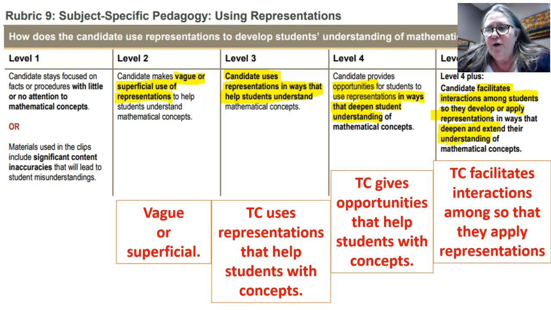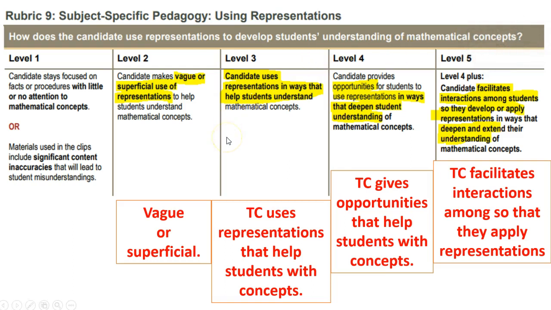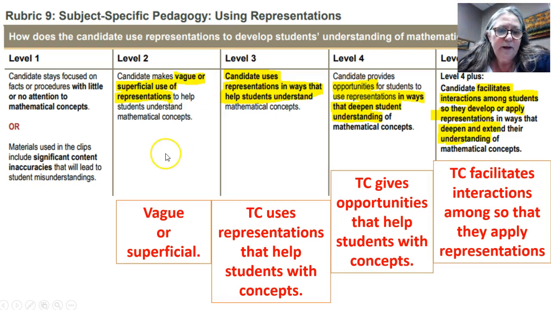Rubric 9 for elementary math. How does the candidate use representations to develop students' understanding of mathematical concepts? So again, here it is. The candidate uses representations in ways that help students understand. So using the representations to help the students with concepts. If it's vague or superficial, it's going to be a 2. It needs to be really clear that you know what you're doing. It's very intentional. Level 4, you give opportunities to help students with the concepts. You provide opportunities to use representations in ways that deepen student understanding of the concepts. And then to get a 5, you do the 4 plus facilitating interactions among the students as they develop or apply representations in ways that deepen and extend their understanding of mathematical concepts.